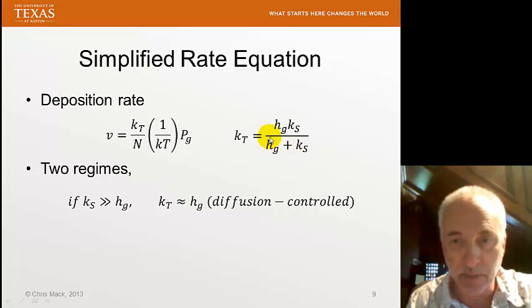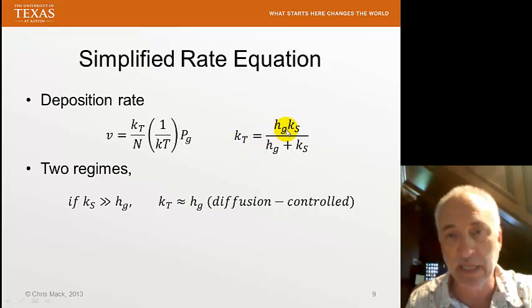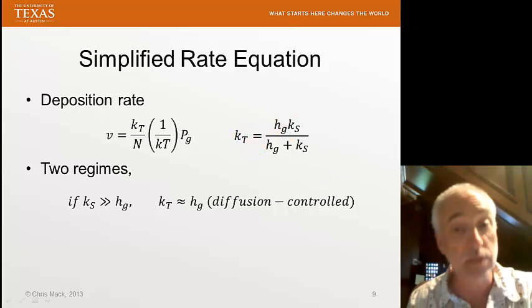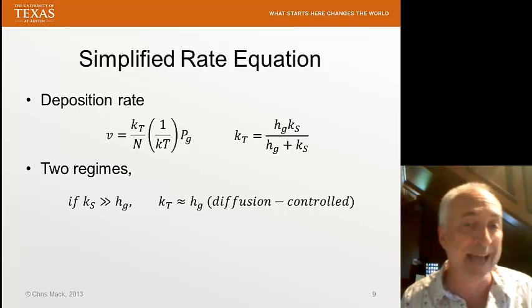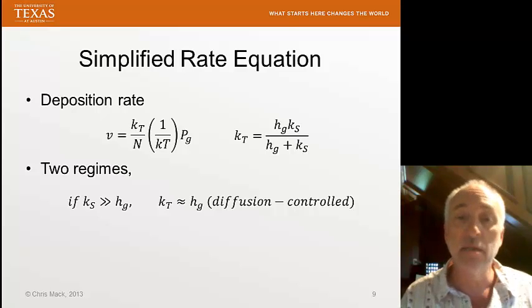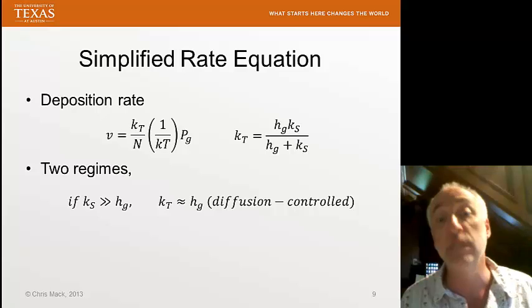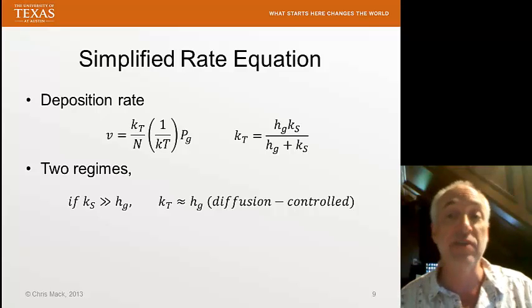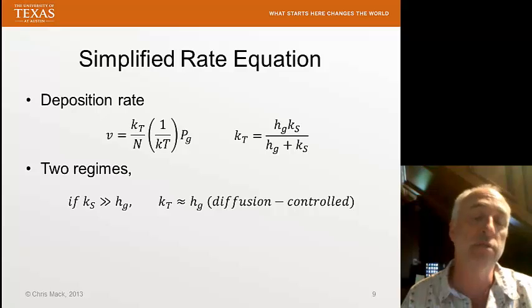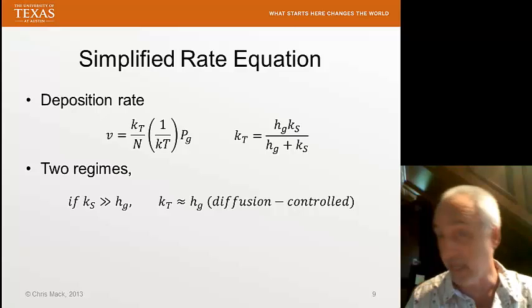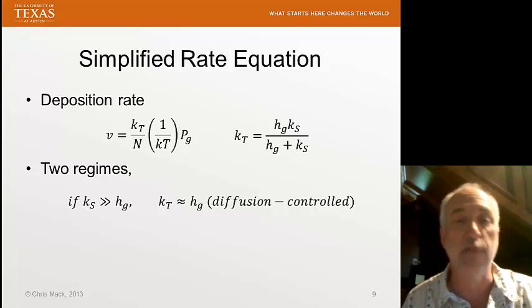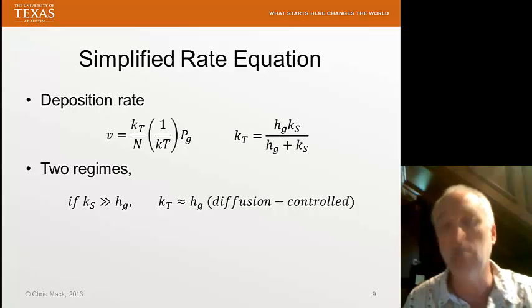If K_s is much bigger than h_g, I can ignore h_g in the denominator here. Therefore, the K_s's cancel, and I get the overall rate constant K_T is about equal to h_g. In other words, we're diffusion controlled. If the reaction at the surface is very fast, we're limited by the rate at which we can diffuse new materials from the bulk to the surface. So we say it's a diffusion controlled regime or a diffusion limited regime, and the overall deposition rate is controlled by h_g, how fast material can diffuse to the surface of the wafer.